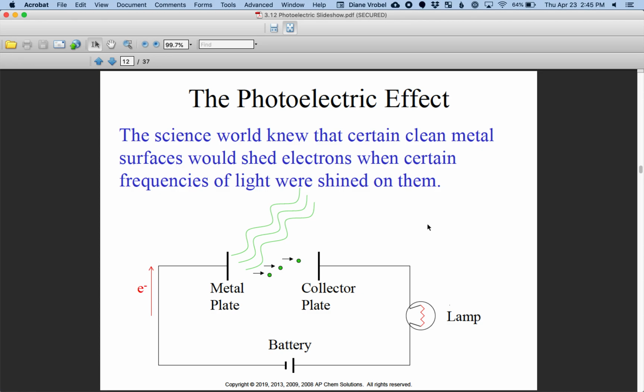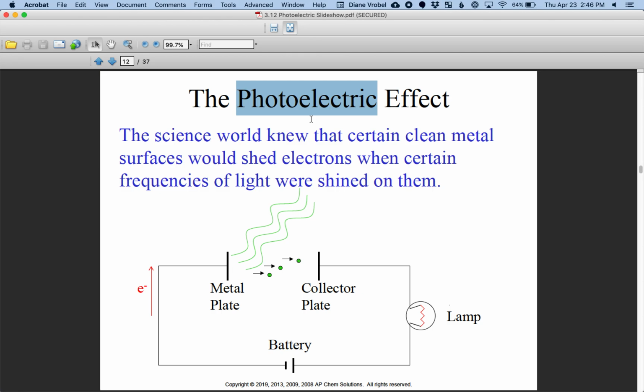So they were trying to figure out why is this happening in the world. And scientists were trying to determine how does the photoelectric effect occur. So they would shine light on metal and they would experience electrons being ejected from this metal. And they were trying to figure out, does it matter the amount of light? Does it matter the type of light?